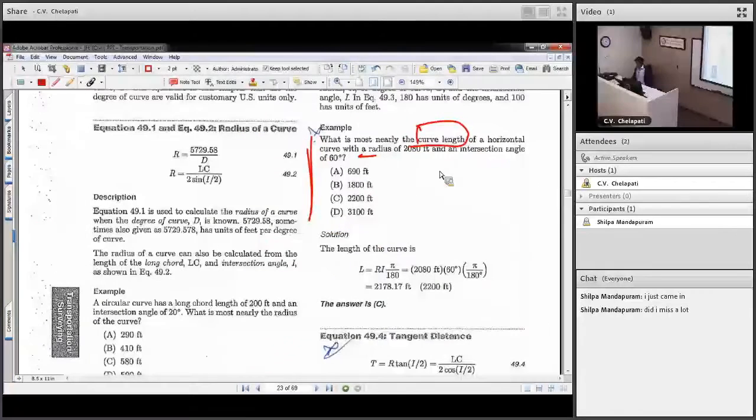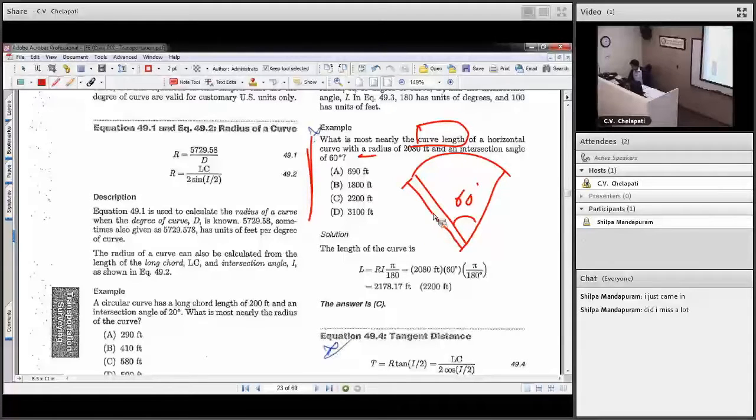If you know the principles of geometry, it is very quick to get to the answer. You have a curve like this. All it's saying is this is 60 degrees, and this length from here till here is 2080 feet. So how do we get the curve length? I'm looking for the length from here to here.